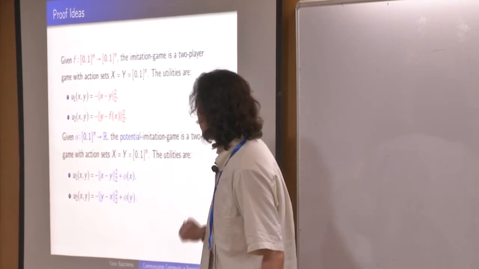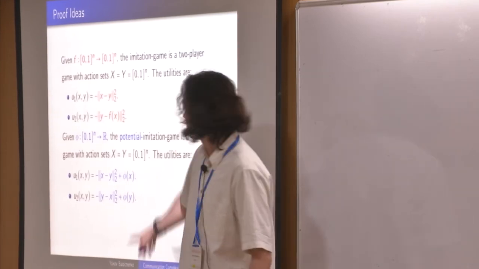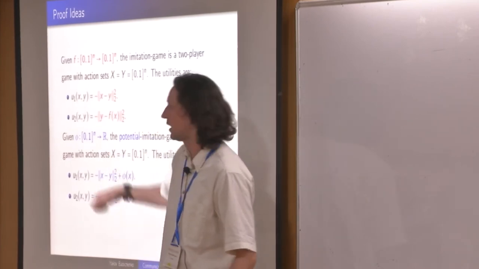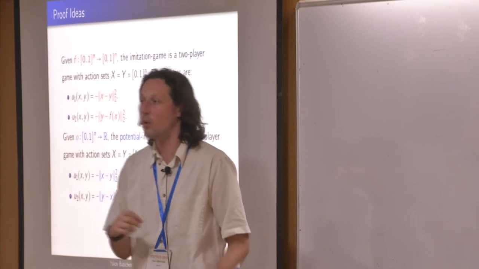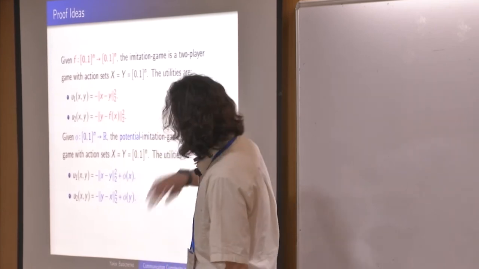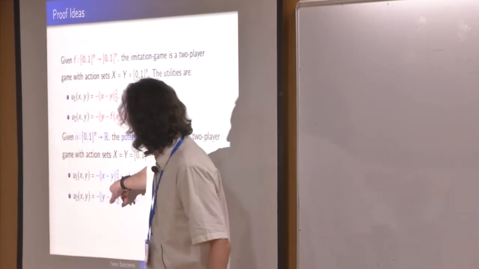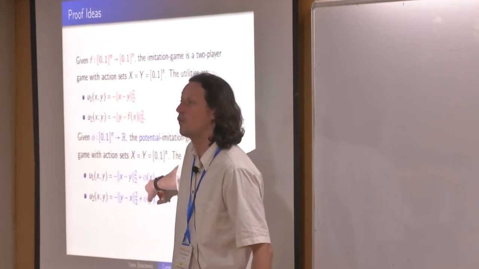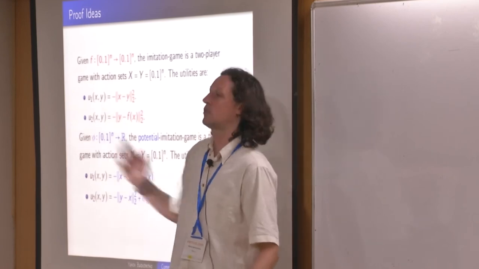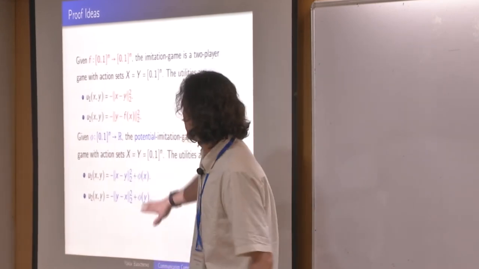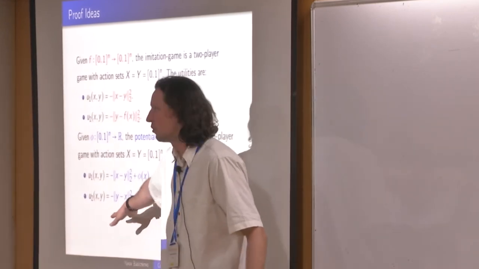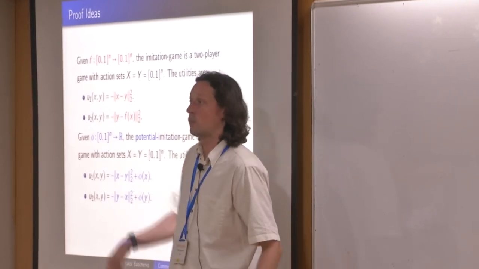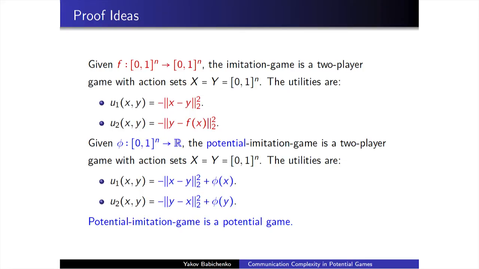So, the game that I will define is the following. The players each choose a point, which looks similar, but instead of just trying to imitate y, I will add a bonus of phi of x in addition to what he's doing. And the second player, in addition to the imitation, I will add a bonus of y. Okay? So this is the idea.